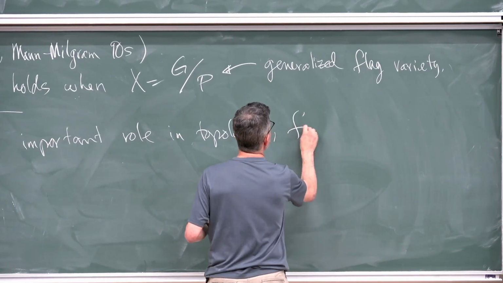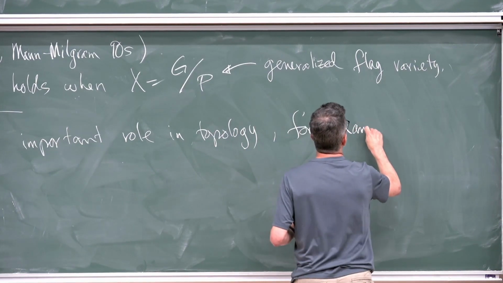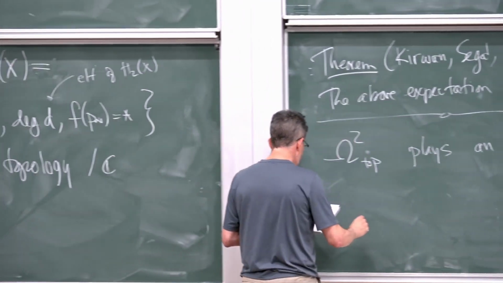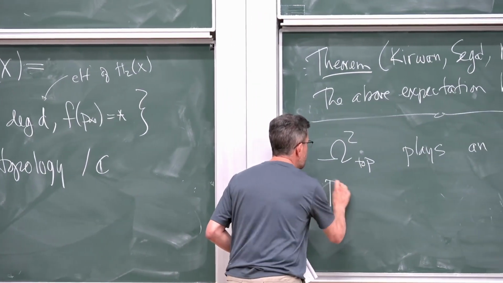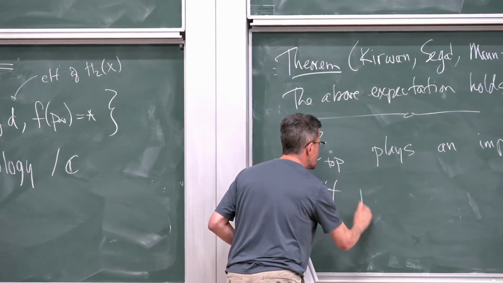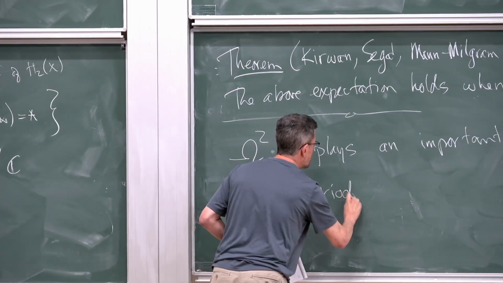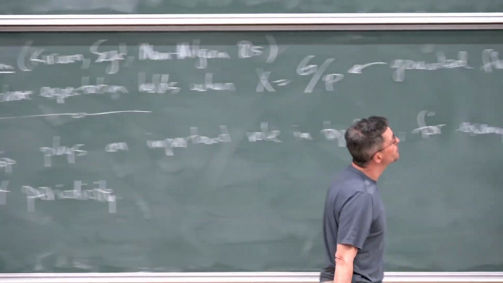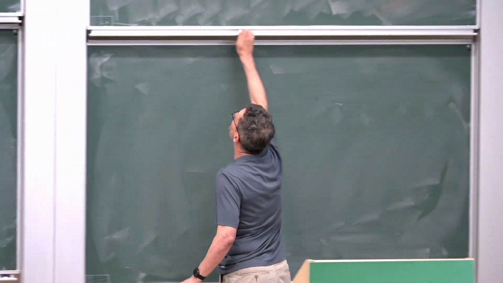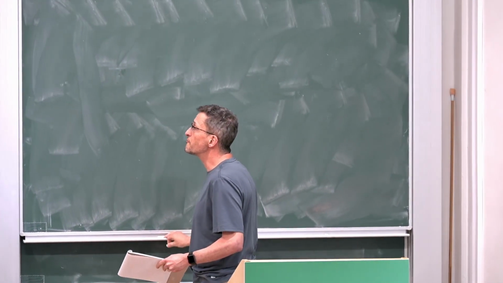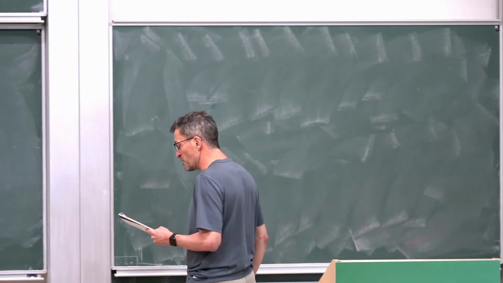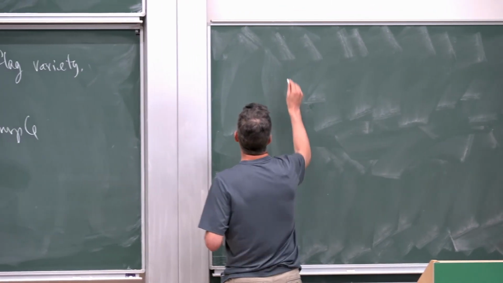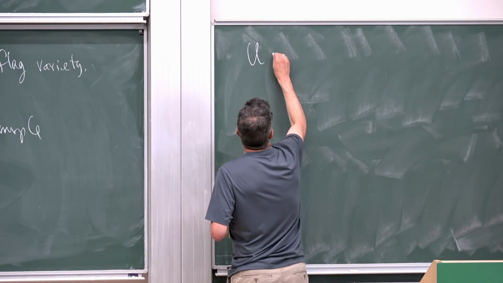For example, periodicity. So let me, where do I want to state this? Let me put this over here. So I can phrase classical Bott periodicity in terms of double loop spaces. So let me use some notation.